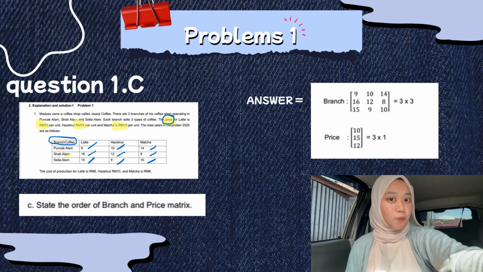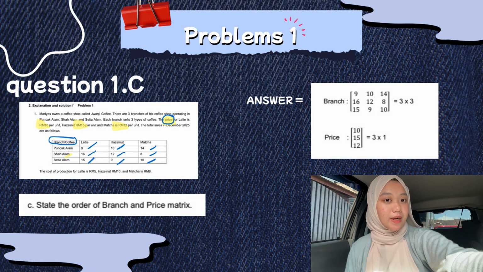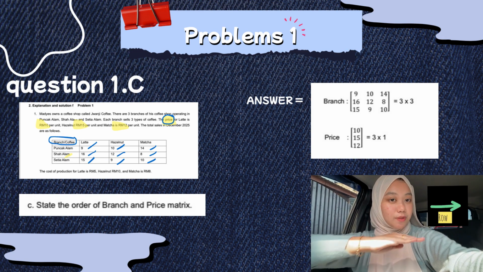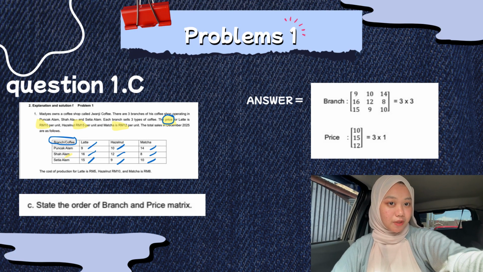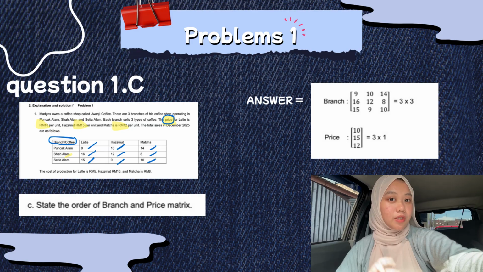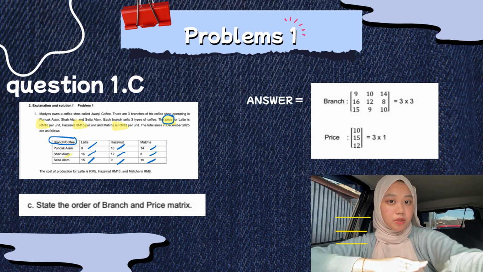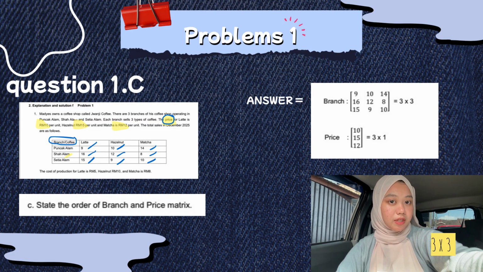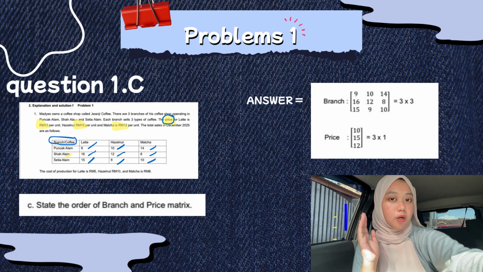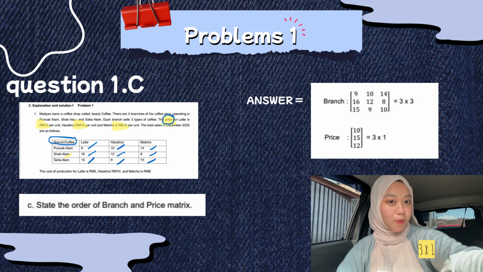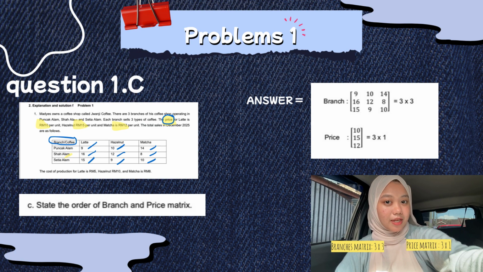For question C, we need to state the order of the branch and price matrix. So first of all, this is row and this is column. The branch matrix represents the sales data for 3 branches and 3 types of coffee. So it has 3 rows and 3 columns, which means the order is 3 by 3. Meanwhile, the price matrix shows the prices of 3 types of coffee in a single column. So it has 3 rows and 1 column, which means the order is 3 by 1. In conclusion, the branch matrix is 3 by 3 and the price matrix is 3 by 1.